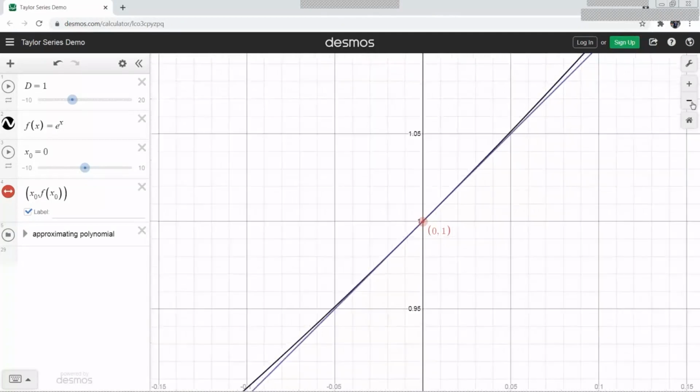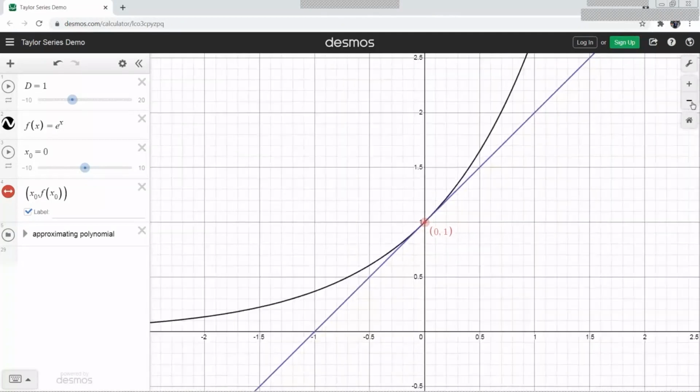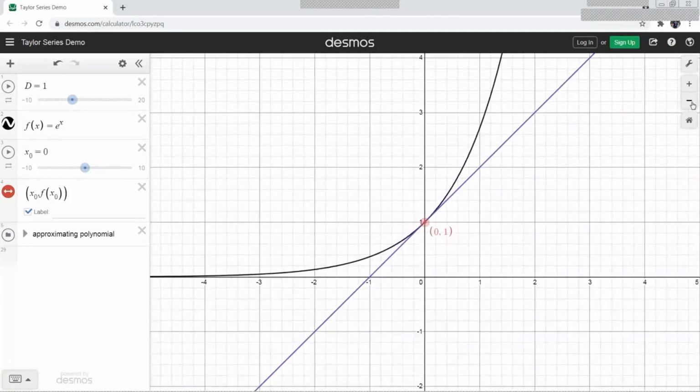Of course, if we start to back out from this point, we notice that, yes, the tangent line and e to the x are not very similar at all. And it's not a good approximation outside of very close to 0, 1. And so can we make this approximation better? Well, yes, we can. What if we chose a better polynomial?